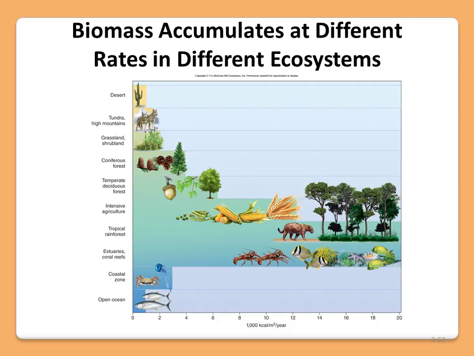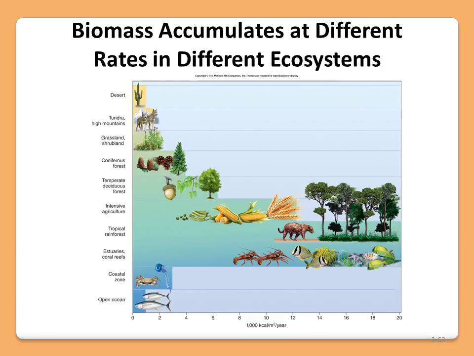And the desert tends to not have a lot of life per area if you were to weigh it all out. Arctic tundra type areas and high mountains have a little more, but still not a lot. Grasslands a little more, still not a lot. As you go up to your coniferous and deciduous forests, you tend to have a little bit more biomass. Intense agriculture, quite a bit. And your tropical rainforests and estuaries and coral reefs have the most biomass here. So you can see they're over at the far right-hand side.